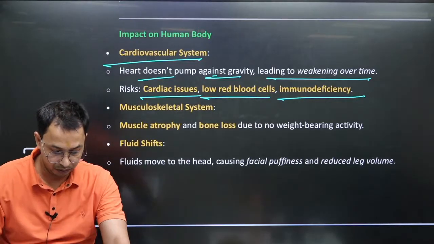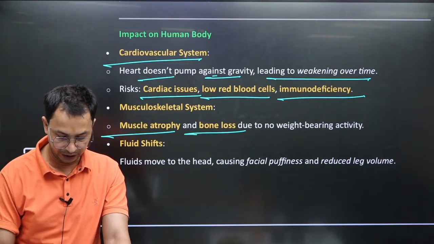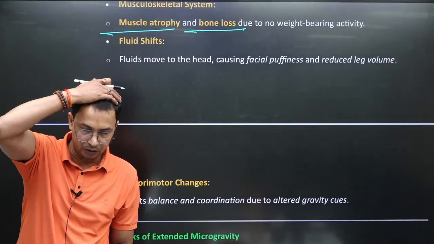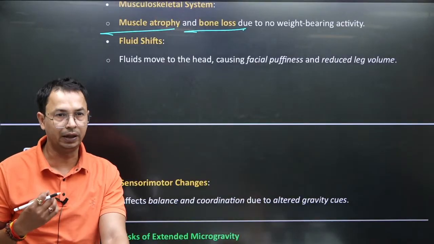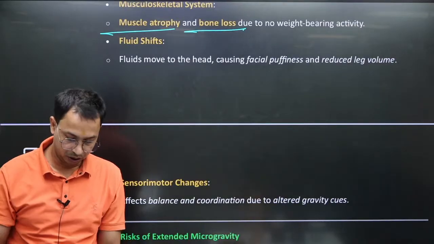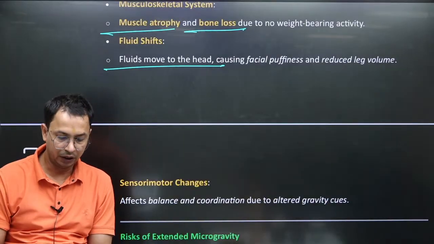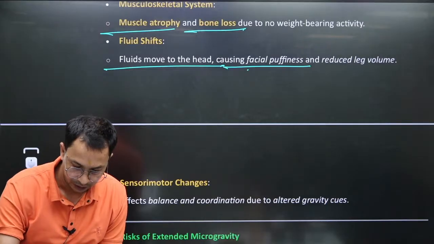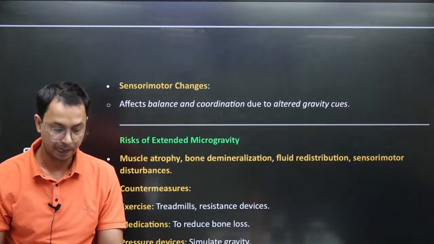Then the musculoskeletal system: there will be weakening of the muscle, there will be weakening of the bone. Then fluid shift. Now what happens is that because of the pressure, because of gravity, the blood moves from toe to head, and here in microgravity the fluid moves to the head, which will cause facial puffiness and reduce the leg volume. This will be the problem in microgravity.